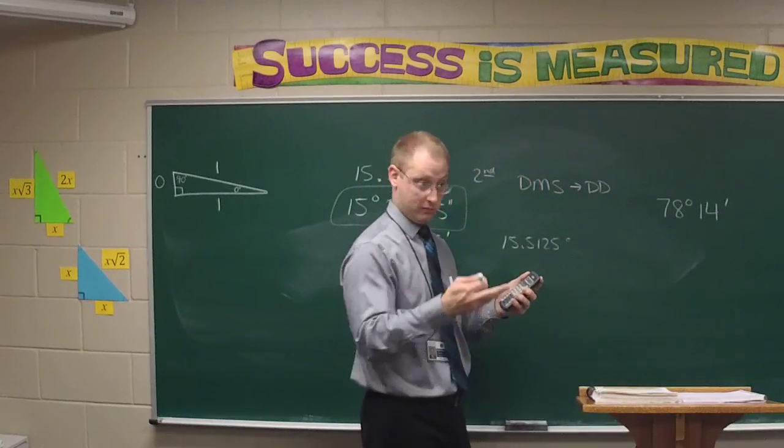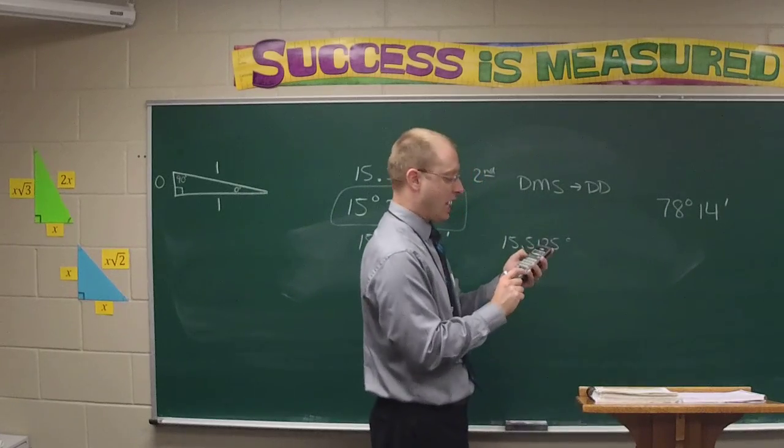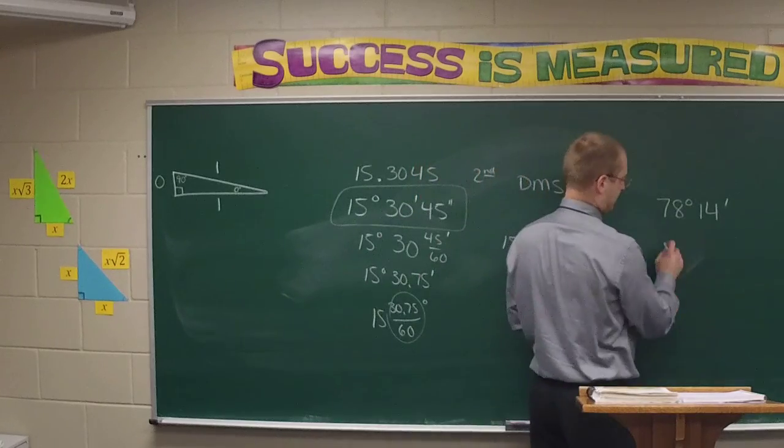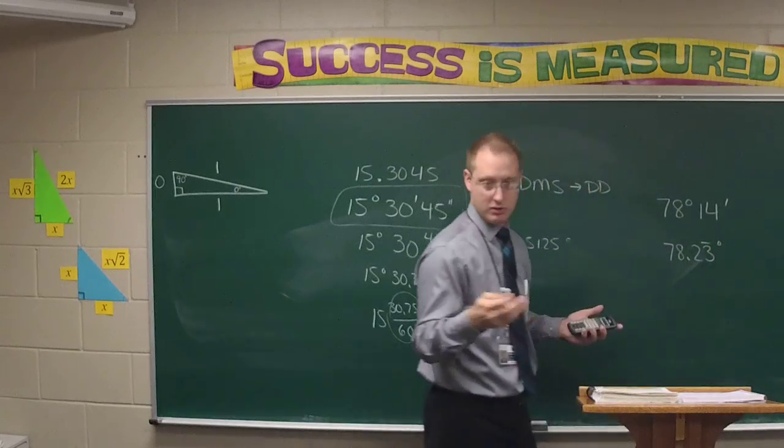So if I had 78 degrees, 14 minutes, what do you suppose I type on the calculator first? 78.14, and the second function, DMS to DD. And what is that? 78.23. Good, 78.23 repeating degrees.